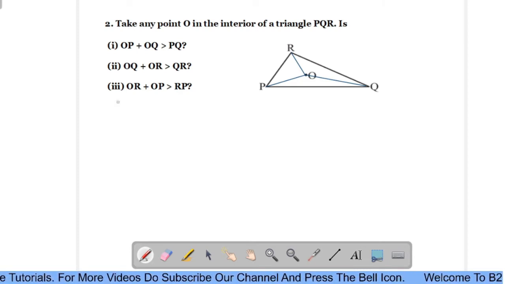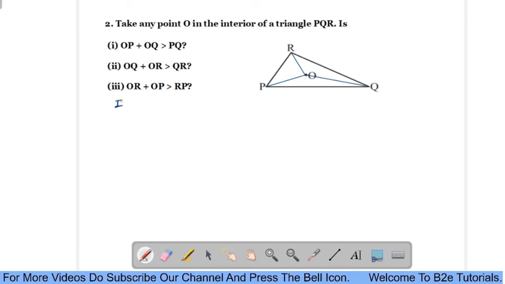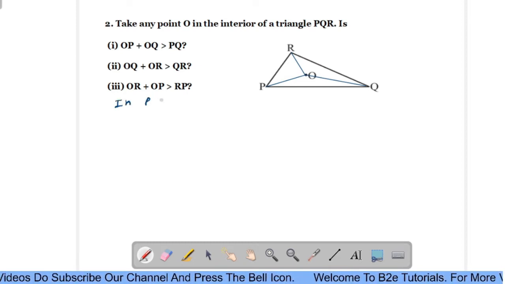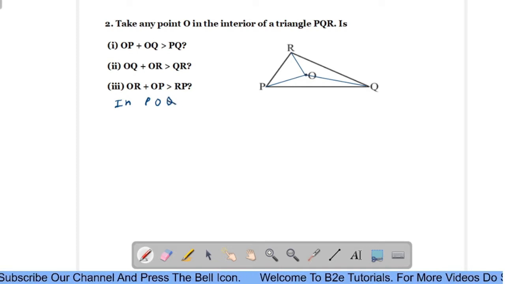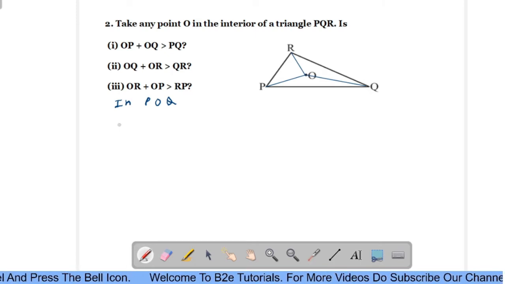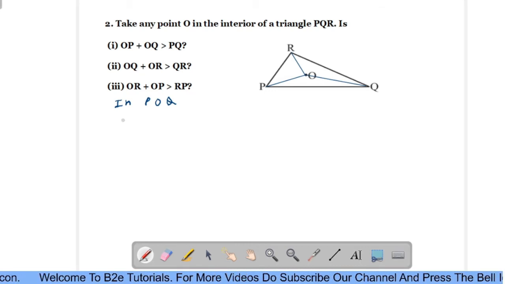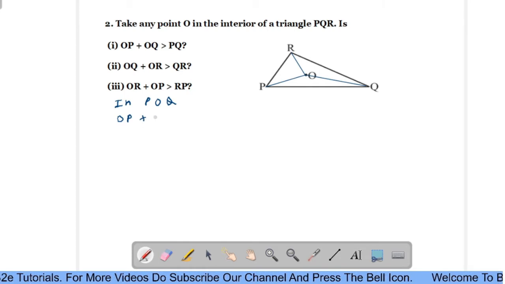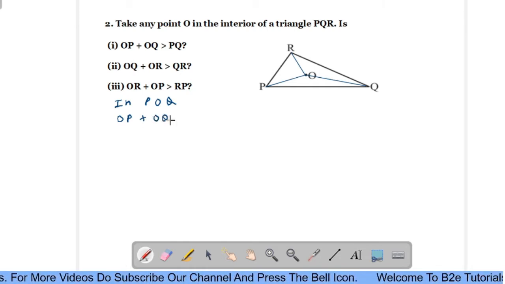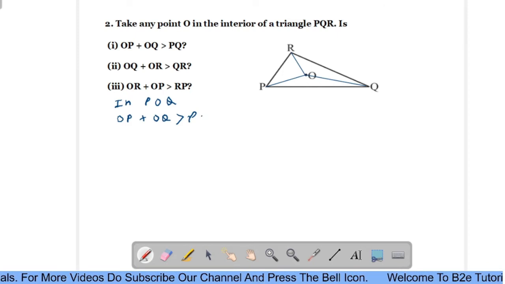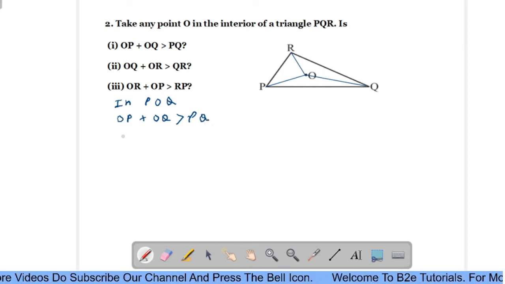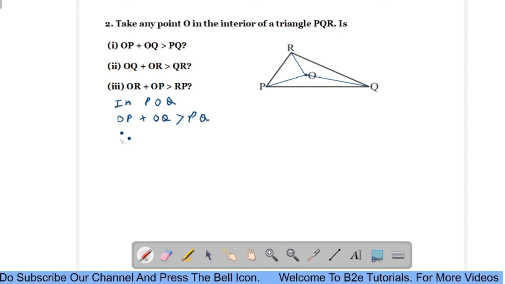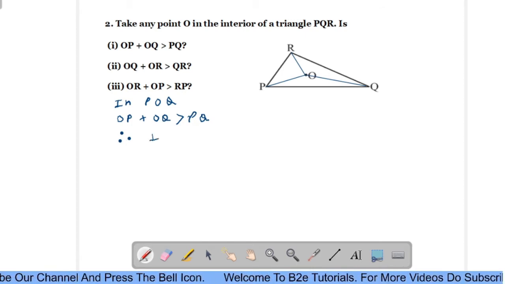Now in triangle POQ, using the property of a triangle, that is, the sum of any two sides of a triangle is greater than the third side, we can write OP plus OQ is greater than PQ. Therefore, it is true.